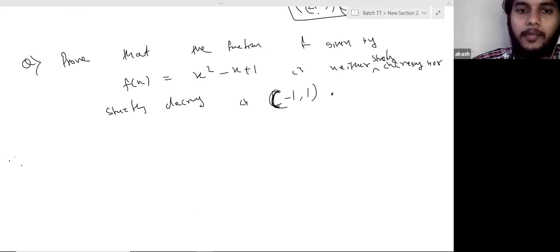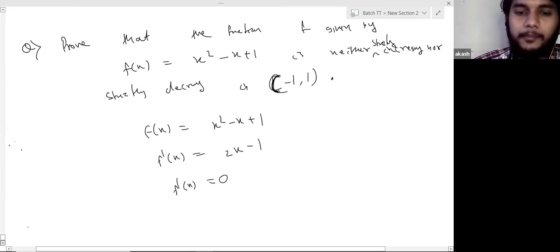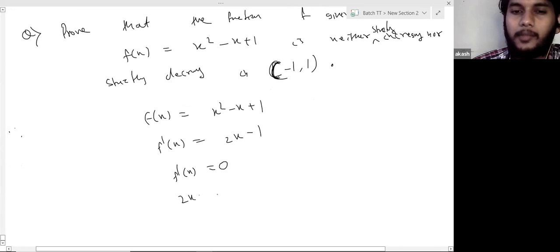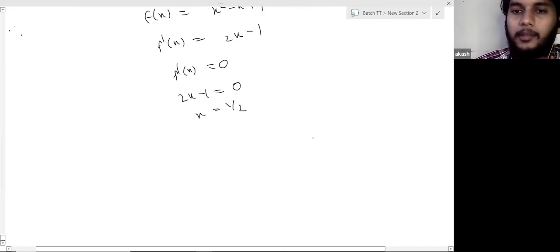So how to solve this? We have f of x equals x square minus x plus 1. So f dash x will be 2x minus 1. If we put f dash x equals 0, we get 2x minus 1 equals 0, so x equals half. All right. So half is the critical point. So in the interval, we have minus 1, half, and 1.